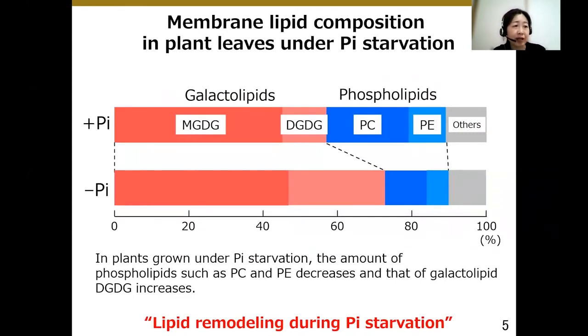Since plants often encounter phosphate starvation stress, plants have many mechanisms to get over the situation. One of the mechanisms is membrane lipid remodeling during phosphate starvation. In plants grown under phosphate starvation, indicated as minus Pi here, the amount of phospholipids such as PC and PE decreases and that of the galactolipid DGDG increases. This is called lipid remodeling during phosphate starvation.